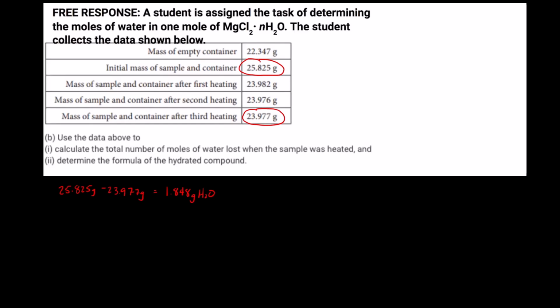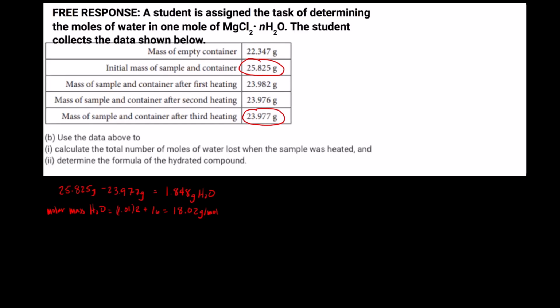So that's the mass of the water that was lost, but that's not what it's asking us. It's asking us to calculate the total number of moles lost. So now to get moles, we have to find the molar mass. So the molar mass of water: hydrogen is going to be 1.01, and there are 2 of them, so I'm going to multiply that by 2, and I'm going to add oxygen, which is 16, and so that's going to give us a molar mass of 18.02 grams per mole. Again, I got those numbers from the periodic table.